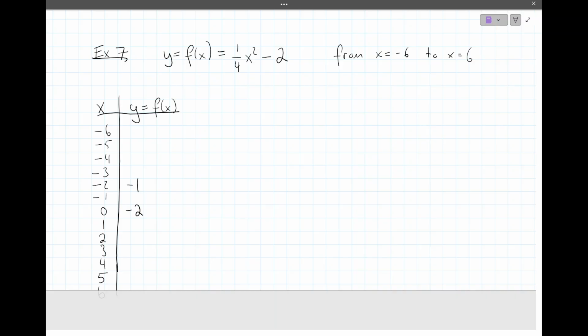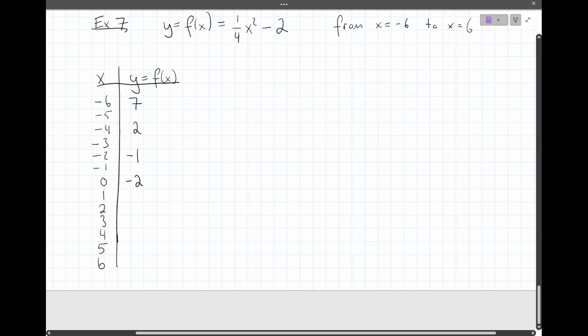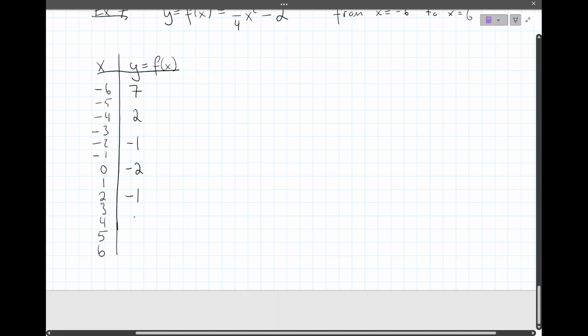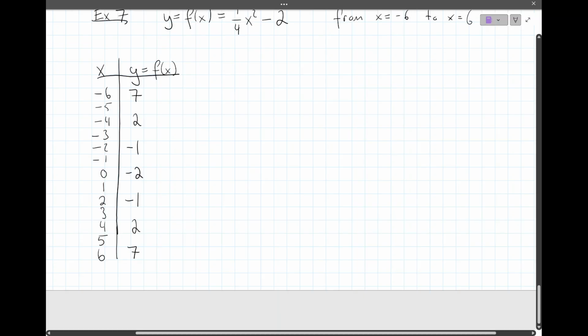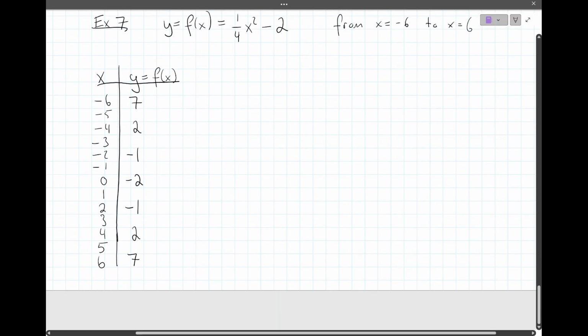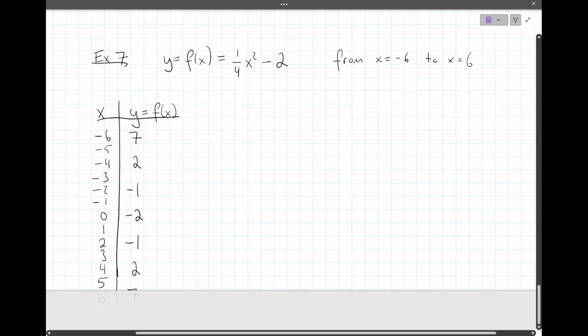Okay, let's go to negative 4 now. Negative 4 squared is 16. 16 divided by 4 is 4. 4 minus 2 is 2. And now 6 squared is 36. 36 divided by 4 is 9. 9 minus 2 is 7. By symmetry, I'm going to get the same thing happening here. So that's going to be negative 1. This will be positive 2, and that will be 7. You can take a moment to pause and verify that they will all be there, right? So if you're not seeing the values, take a moment to verify just by plugging the value into f of x and seeing what you get.